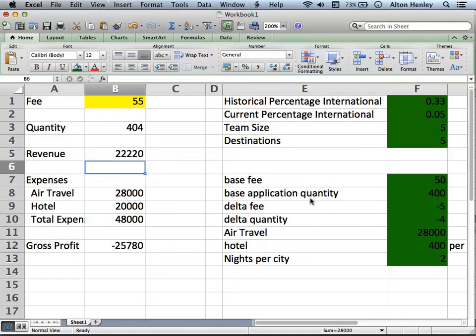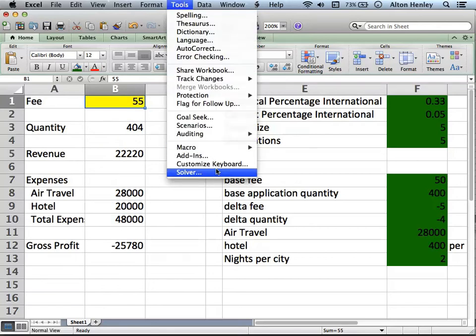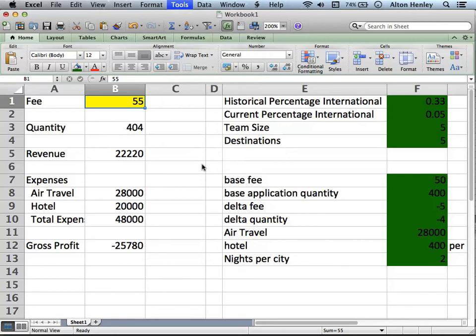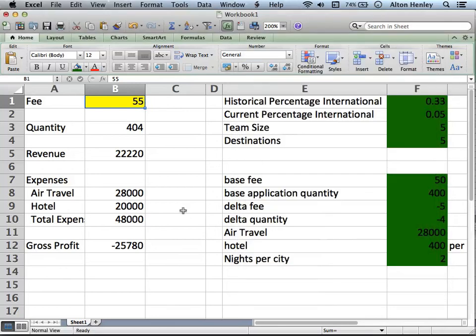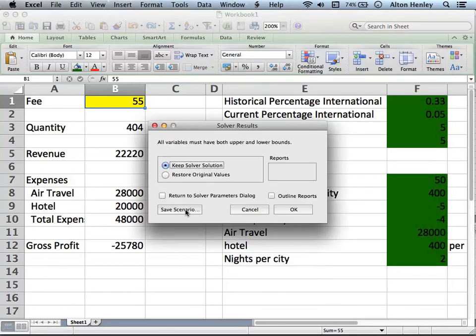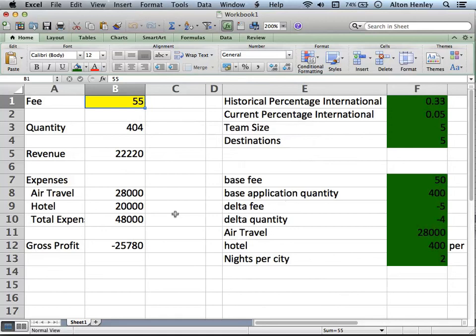Now, if I was going to raise this to a point so that I was just breaking even, then I could go to my tools, go to solver, and I could set my objective gross profit to the value of 0 by changing this cell, and I could run it evolutionary and hit solve. And it didn't do anything. All right, let's solve it by hand.